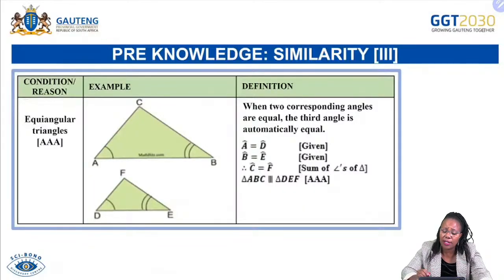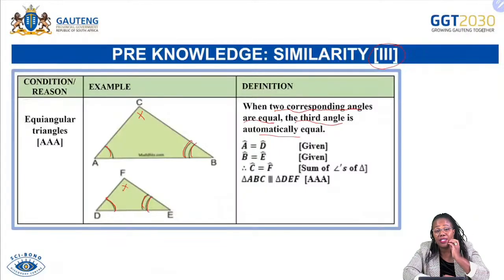And now similarity. Do not confuse the two. Remember, with congruency, it must be horizontal lines. With similarity, it is the three vertical lines there. For the condition of similarity, when two corresponding angles are equal, the third angle is automatically equal. For example, grade 12, if this angle is equal to that one, and this is equal to that one, that means angle C is equal to F automatically.